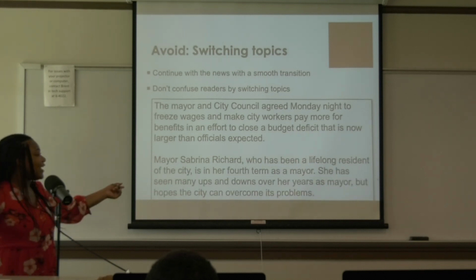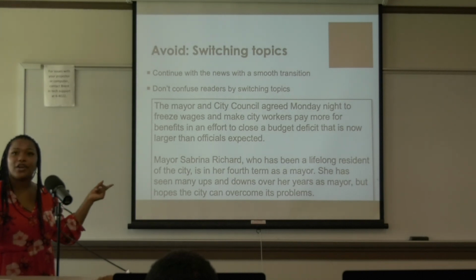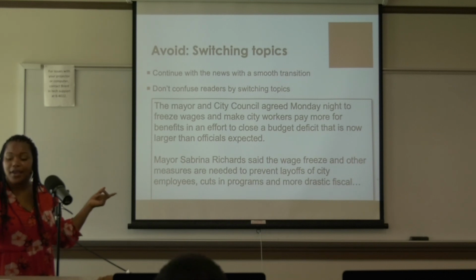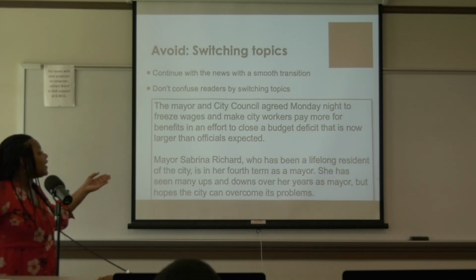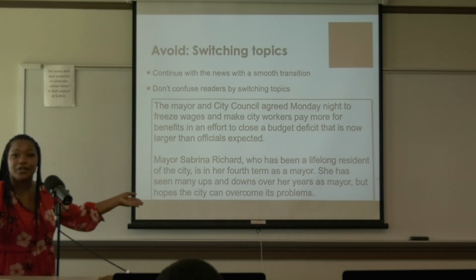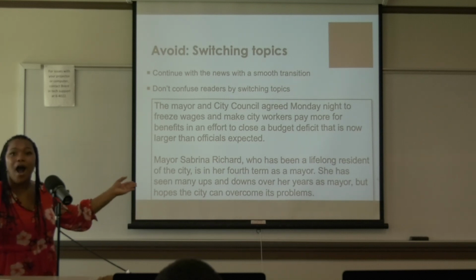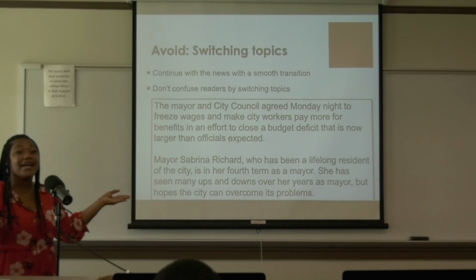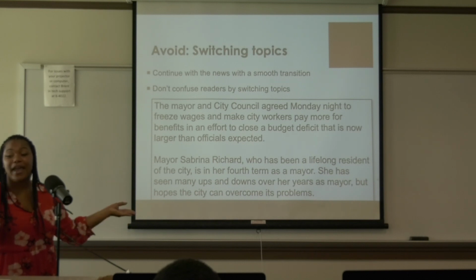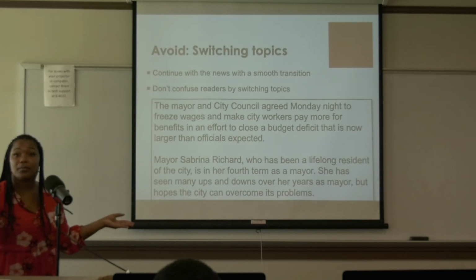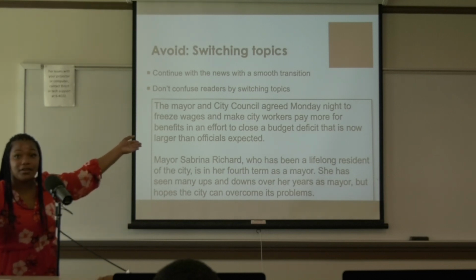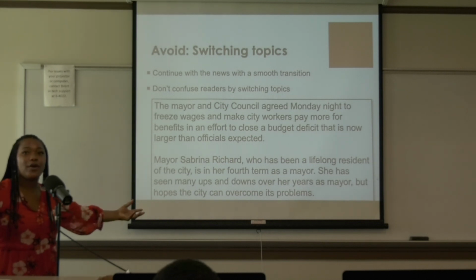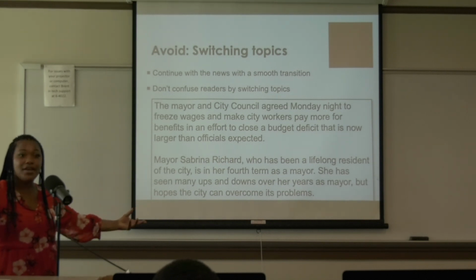Sabrina, right? This last paragraph. You remember I said that this paragraph could go at the very end. And we could use this paragraph as the second paragraph, right? This paragraph could go at the end because it reiterates how Sabrina wants to address the problem. Why she's so committed to fixing this problem, especially that last sentence. She has seen many ups and downs over her years as mayor, but hopes the city can overcome its problem. That's one of the problems. And in a way, we are still pointing toward that issue, but also incorporating Sabrina at the end. You get where I'm going?